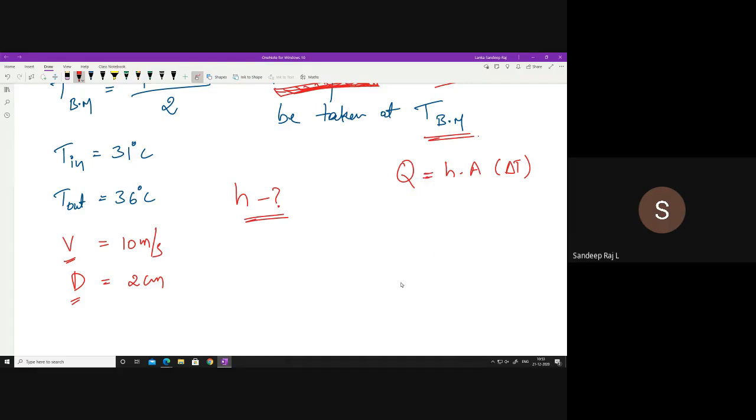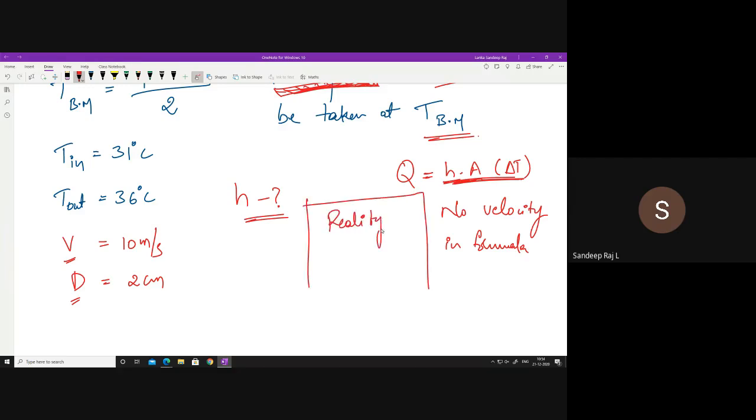Now let me ask you a question here. In this particular formula, do you have velocity in it anywhere? No. No velocity in the formula. But let's look at the reality. If we look at the reality, higher the velocity, higher the heat transfer by convection.